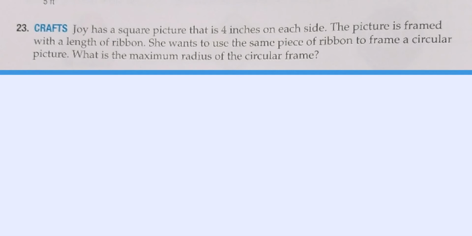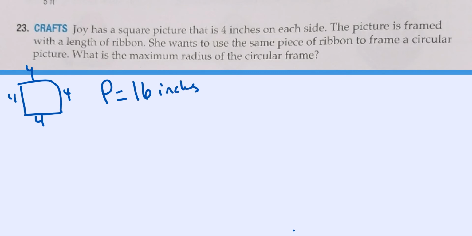Alright, next. Joy has a square that is 4 inches on each side. So she's got a square. It's 4 inches on each side. The picture is framed with the length of the ribbon. So the frame would be the outside, so we're going to be talking about perimeter. So I know the perimeter of my square is going to be 16 inches.